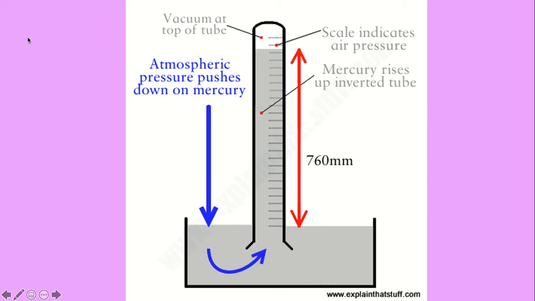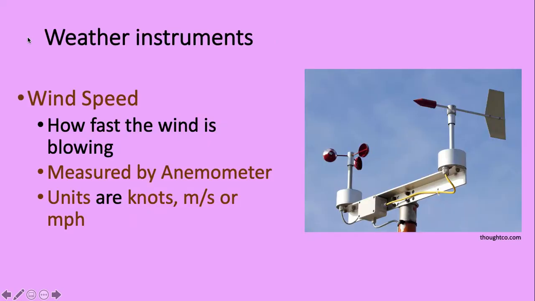And a barometer often uses mercury. It uses the air pressure to push mercury up a tube, and the scale indicates what the air pressure is. So millimeters of mercury is also a unit for air pressure. Wind speed, how fast the wind is blowing, measured by an instrument called an anemometer, and the units are knots, meters per second, or miles per hour.